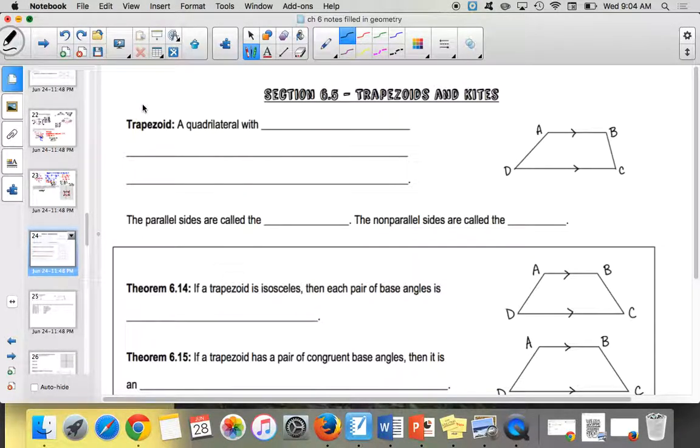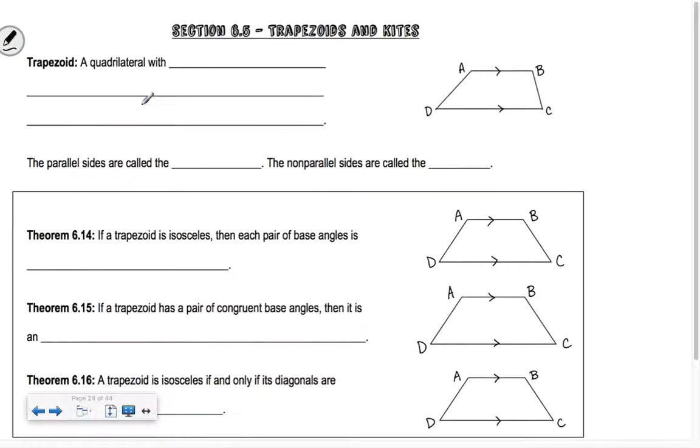So section 6.5 is trapezoids and kites. So a trapezoid is, by definition, a quadrilateral with exactly one pair of opposite sides that are parallel. So exactly one pair of opposite sides are parallel. Okay, so we're not going to have more than one pair. We're not going to have both pairs. That would be a parallelogram, right? So we just have one pair of opposite sides are parallel.